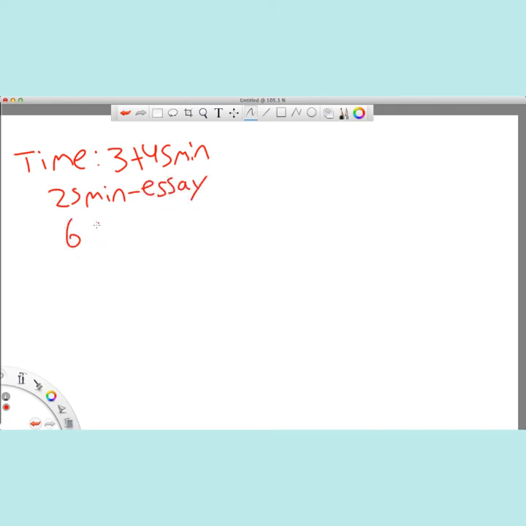Then you have 6 25-minute sections, and these 6 25-minute sections can be any of the three that we talked about before. So they could be a writing section, they could be math, or a critical reading section, but they will be 25 minutes, and there will only be 6 of those. Then you have two 20-minute sections, and similar to the above category, they can be of any of the choices. And then you get a final 10-minute section, which is always a writing section.